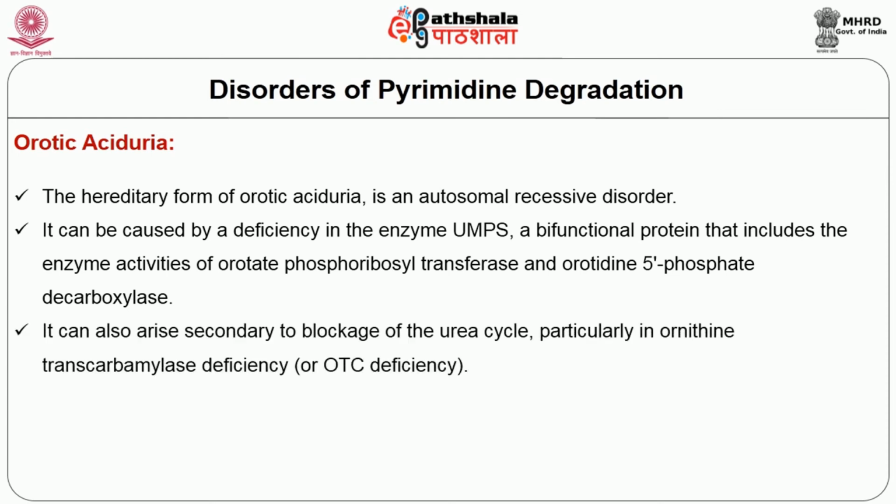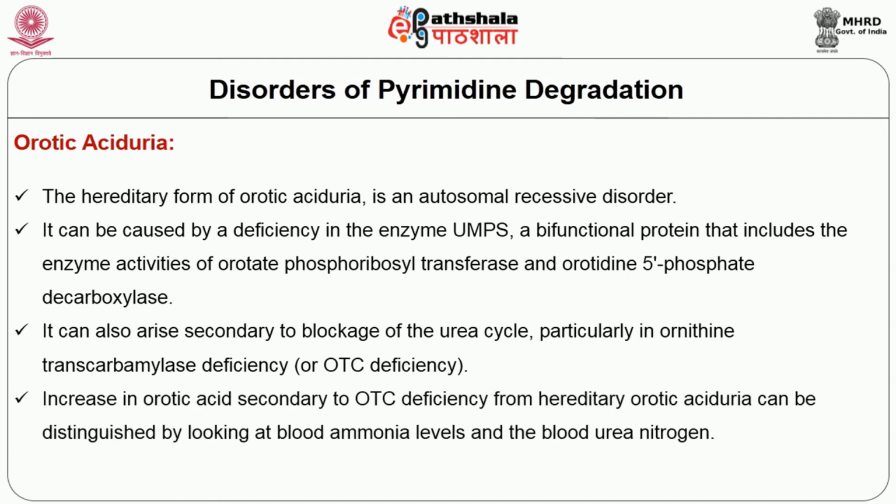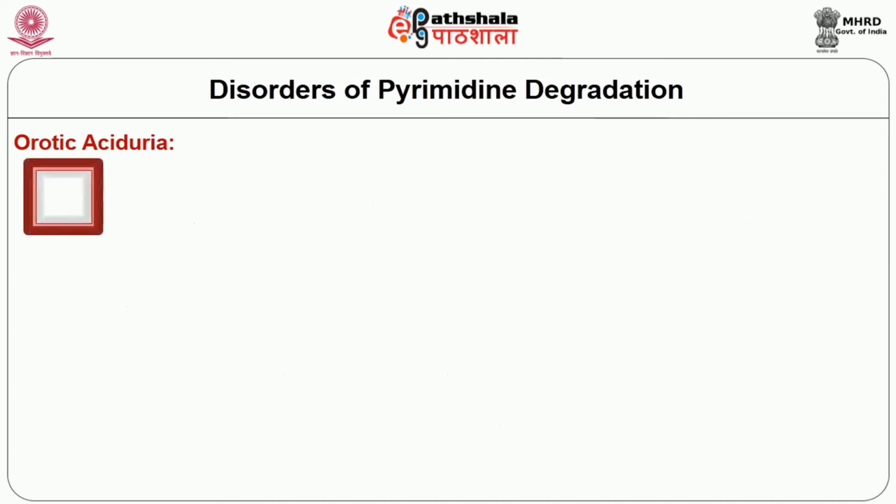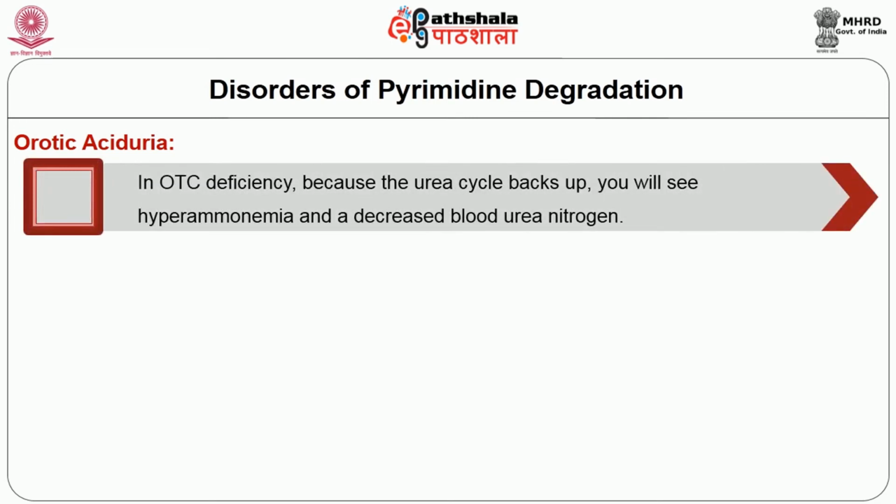It can also arise secondary to the blockage of the urea cycle, particularly in ornithine transcarbamylase deficiency, or OTC deficiency as it is referred. Increase in orotic acid secondary to OTC deficiency can be distinguished from hereditary orotic aciduria by looking at blood ammonia levels and the blood urea nitrogen. In OTC deficiency, because the urea cycle backs up, you will see hyperammonemia and a decreased blood urea nitrogen.